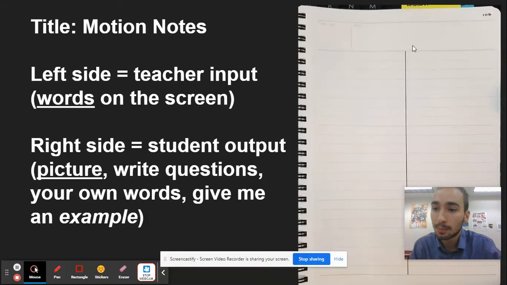On the right side, please put pictures. You can use the pictures on the screen, or it'd be even better if you can come up with your own pictures that connect to the words on the screen. And the right side would also be graphs.